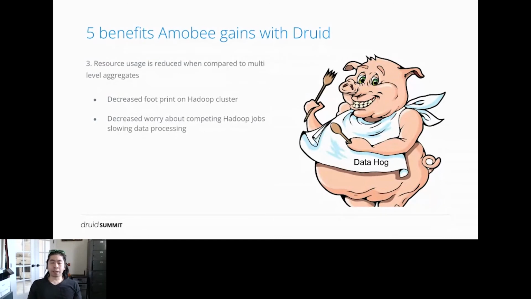Another benefit is that since we no longer have to keep these multiple-level aggregate pipelines around, it led to decreased resource utilization in the Hadoop cluster. We actually started giving back some of our Yarn resource pools to other teams. And we don't have to worry about being a resource hog job anymore. Now, there's a caveat: as long as we use index parallel and Druid native ingestion, we get away from our Hadoop cluster.